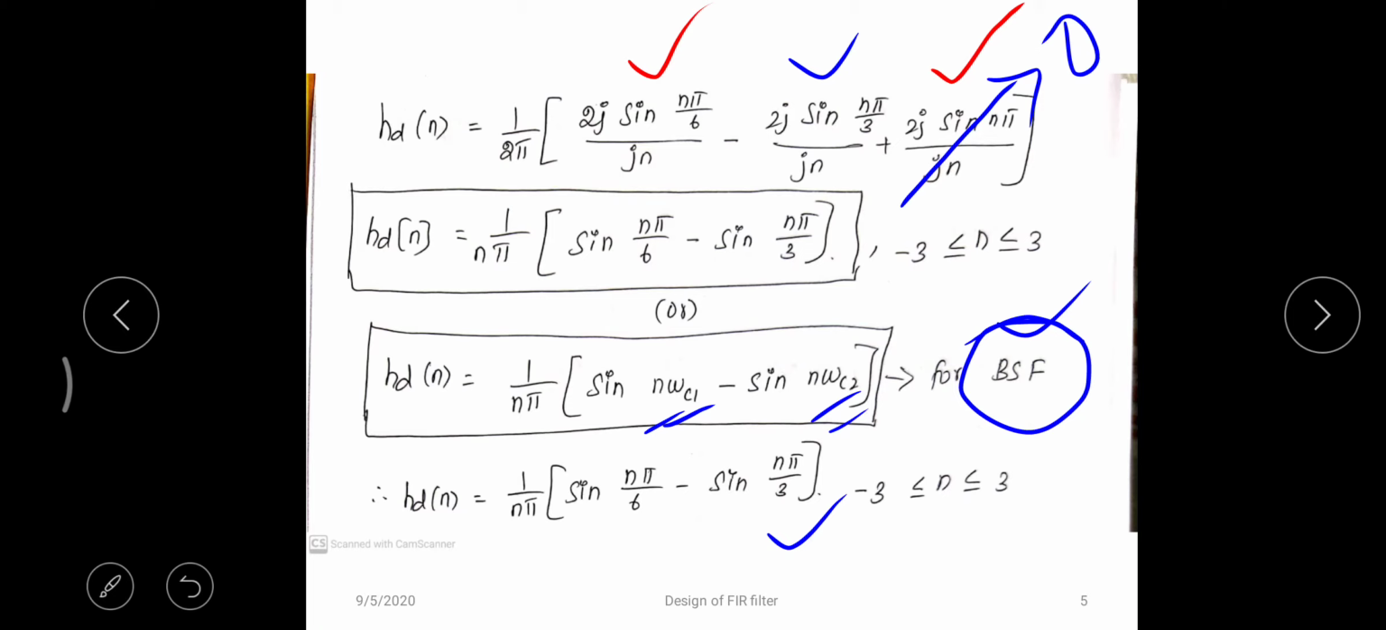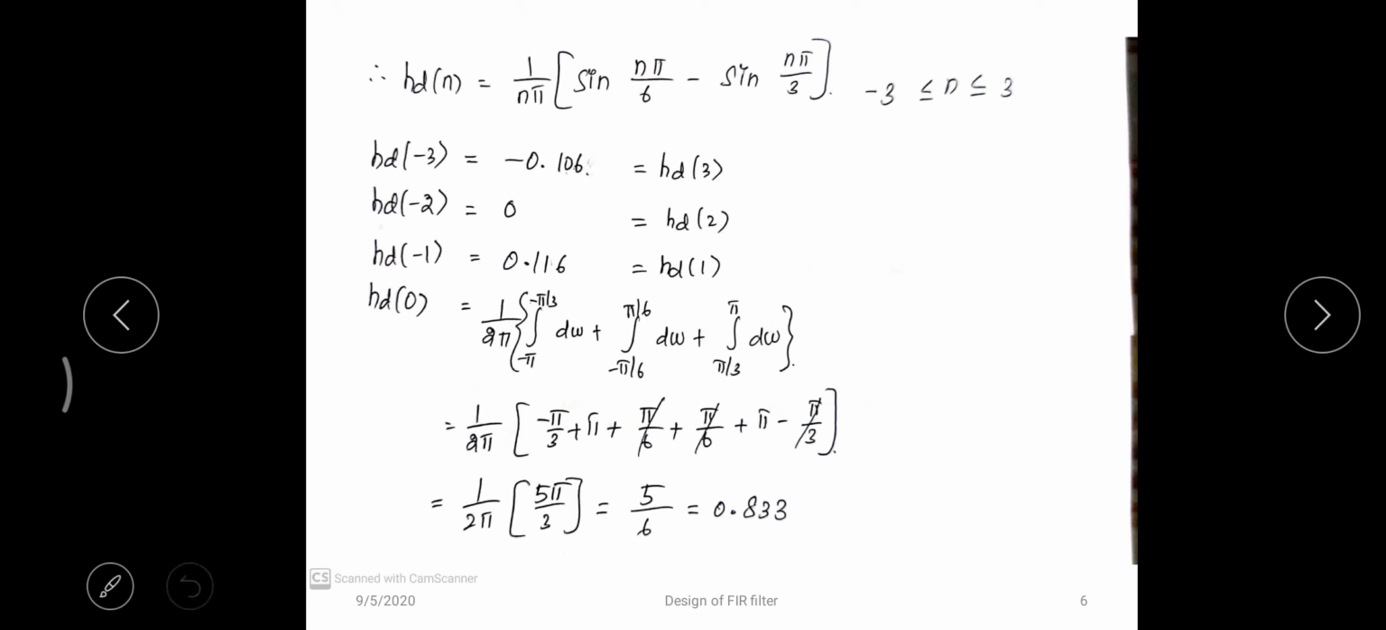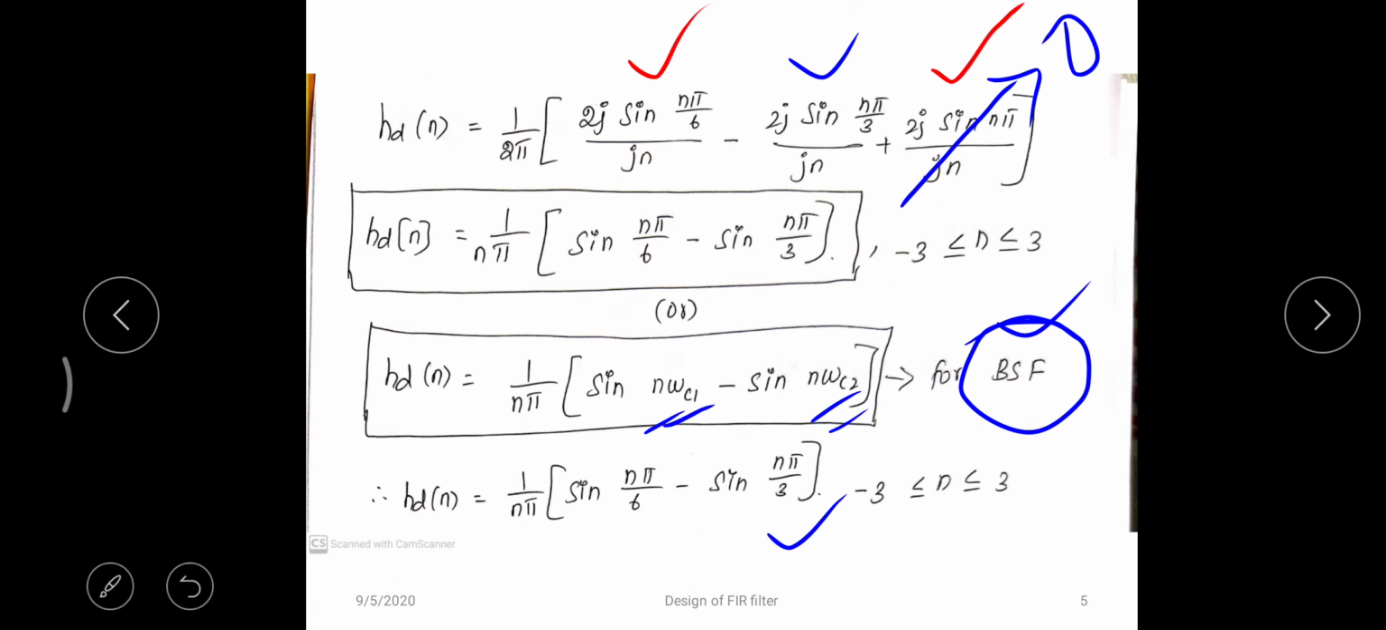We can follow either the previous method or this shortcut method. This is only for the band pass filter. We will have different hd of n for band pass as well as low pass and high pass. After finding hd of n, our next objective is to go for the windowing sequence. Before that, we should first find the values. What is the range for n? It is minus 3 to plus 3.